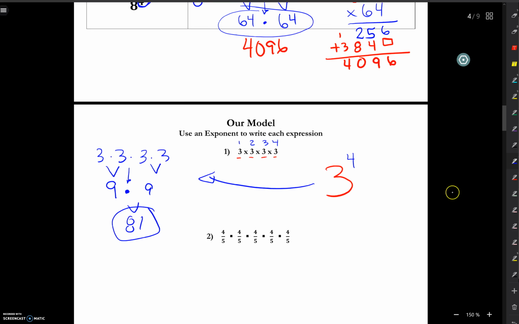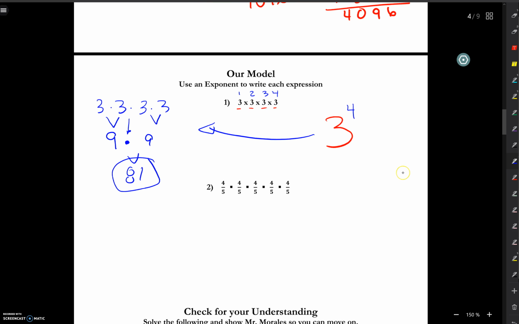Okay, our next one, it's a fraction. So 4/5 is our base. So we're going to put 4/5. And then when it's fractions, I put the parentheses around it. And 4/5 how many times? 1, 2, 3, 4, and 5. So it's 4/5, 5 times.